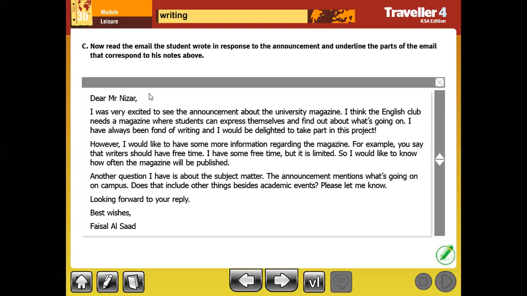Another question I have is about the subject matter. What are the topics? The announcement mentions what's going on campus. So the topics will be on campus. Does that include other things besides academic events?